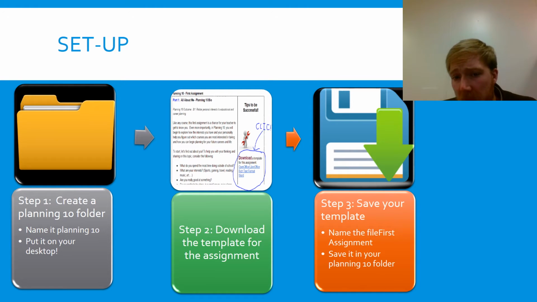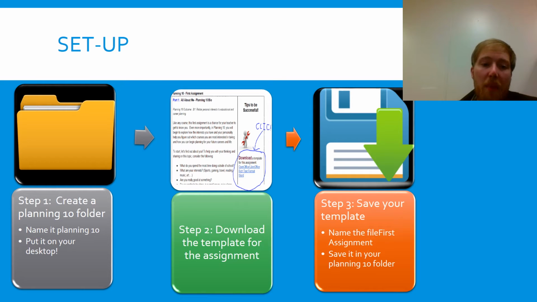The first thing that we're going to do is talk about the setup of the actual Planning 10 course. So what I do is I create a Planning 10 folder. I name it Planning 10, and then I put it right on my desktop so I know exactly where it is. I'll eventually move it when I'm done the course, but it reminds me that I also need to do the course when it's on my desktop.